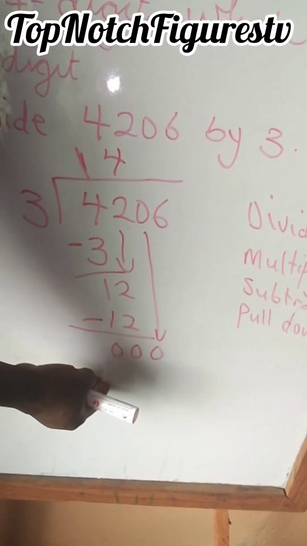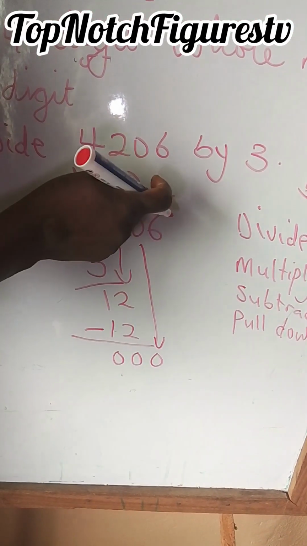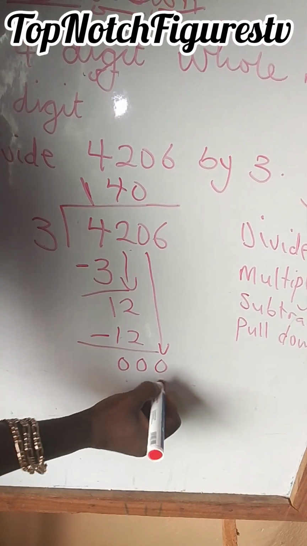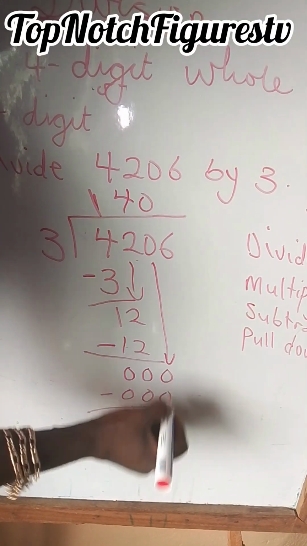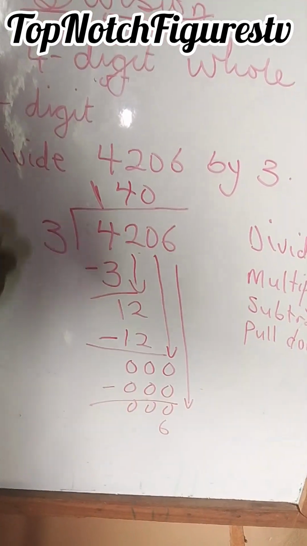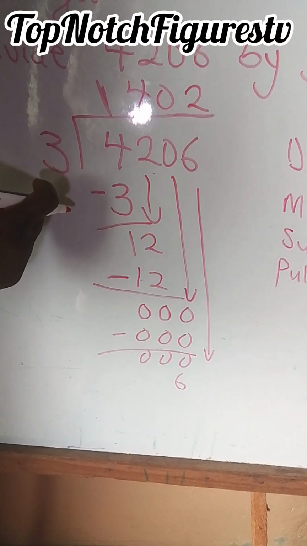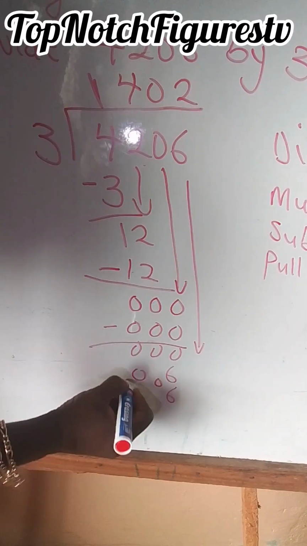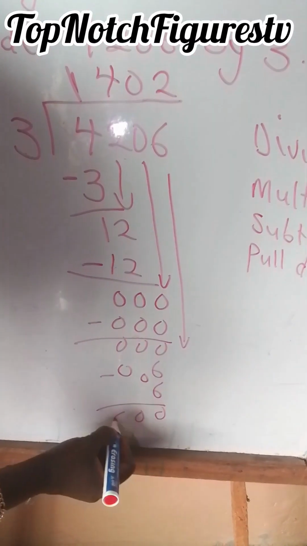So 3 in 0. 0 means what? So we have a 0. 0 times 3 is still 0. So write your 0. Subtract. What do you have? 0, 0, 0. Next is to pull down. 3 in 6, it is 2. 2 times 3 is what? 6. Still subtract. 6 minus 6, 0, 0, 0.